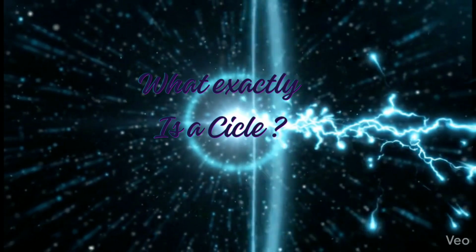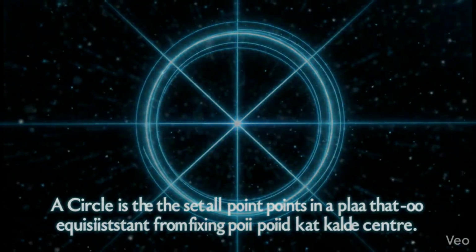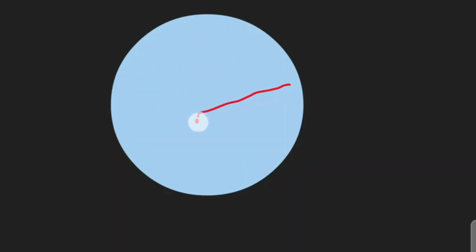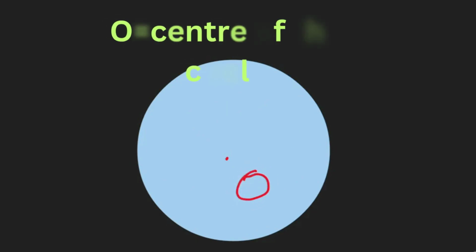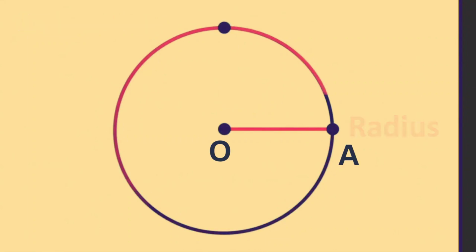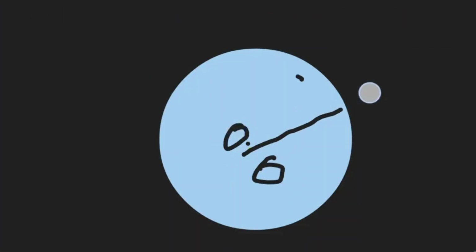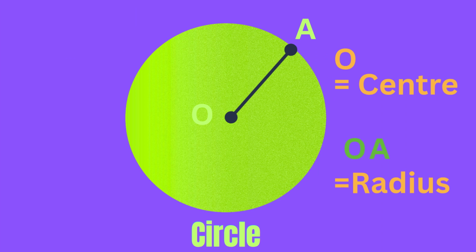A circle is the set of all points in a plane that are a fixed distance from a fixed point. This point is the fixed point. This fixed point is called the center of the circle. Here, this point named O is the center of the circle, whose distance from any point on the circumference of the circle is always fixed. And the fixed distance from this point to the circumference, that is OA, is the radius.